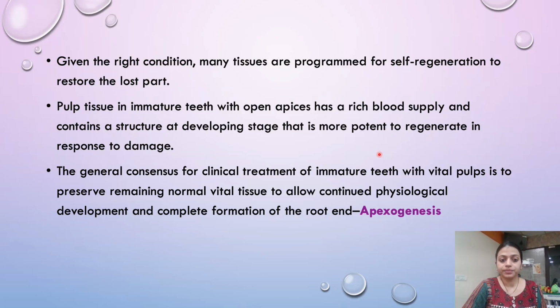The general consensus for clinical treatment of immature teeth with vital pulp is to preserve the remaining vital tissue to allow continued physiological development and complete formation of the root end. This process is called apexogenesis. Here we are maintaining the vitality of the tooth.